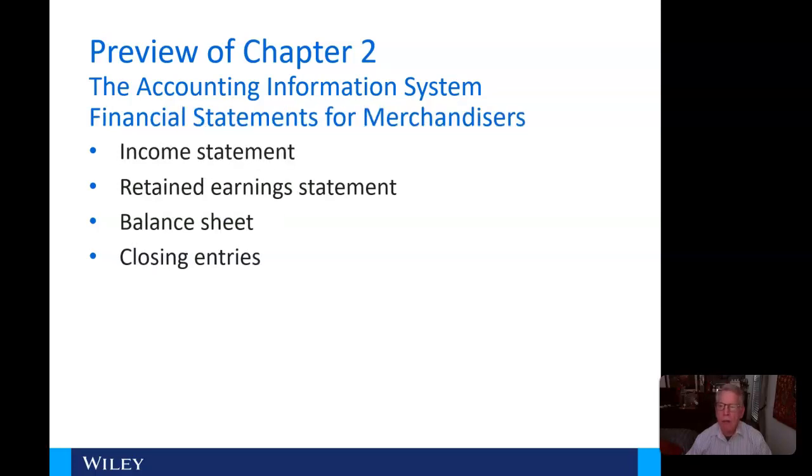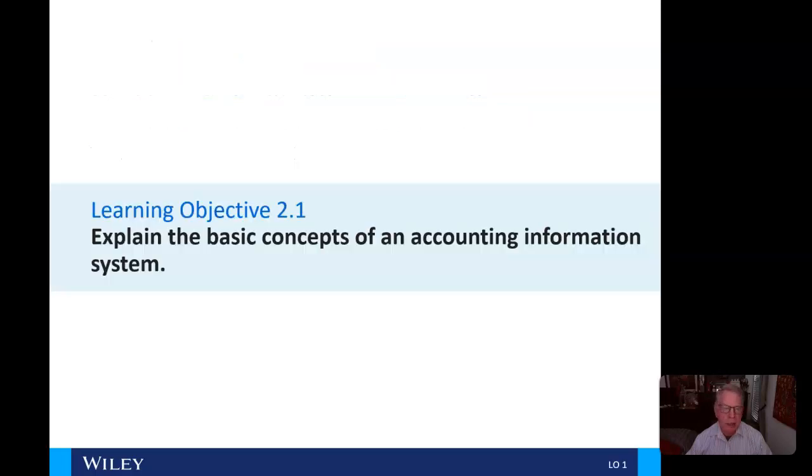Our 4 financial statements will include the income statement, the statement of retained earnings, the balance sheet, and eventually the statement of cash flows, and our closing entries, again, for a merchandising company.